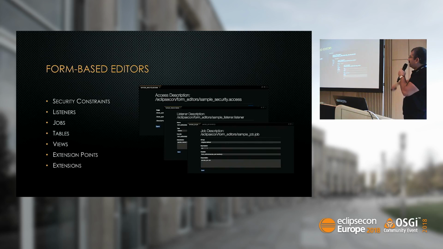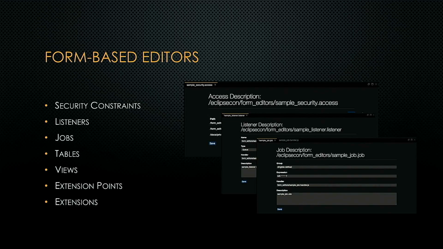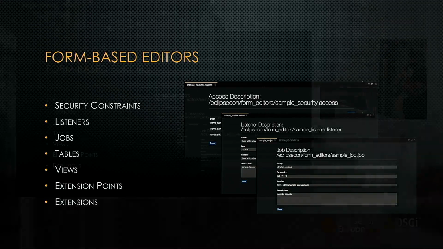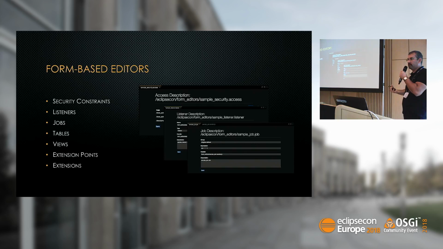Okay, these are the form-based editors that we have. So just to get an idea, there are security constraints, so dynamically you can set constraints on locations on some services. So this can be done dynamically based on the roles of the logged in user. You can create listeners. So we have internal ActiveMQ message hub. So you can have a listener when some message is received in a queue or topic.